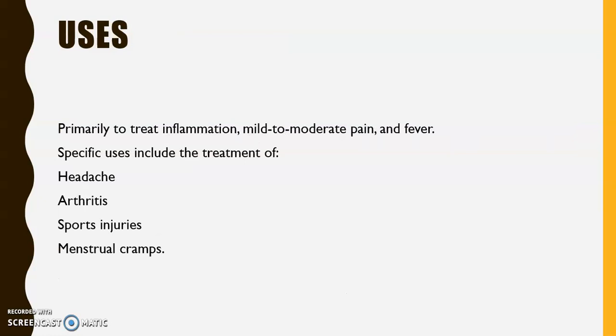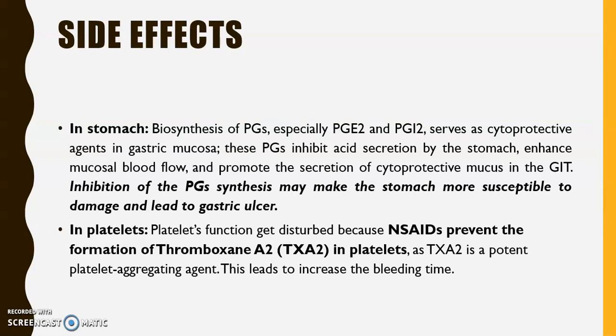So uses of NSAIDs are to treat inflammation, mild to moderate pain and fever. Specific uses include headache, arthritis, sports injuries and menstrual cramps. Now let us see the side effects. So on stomach.